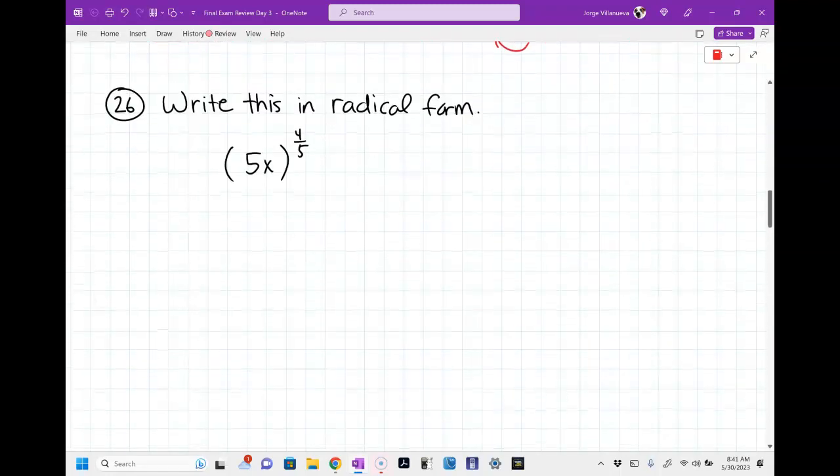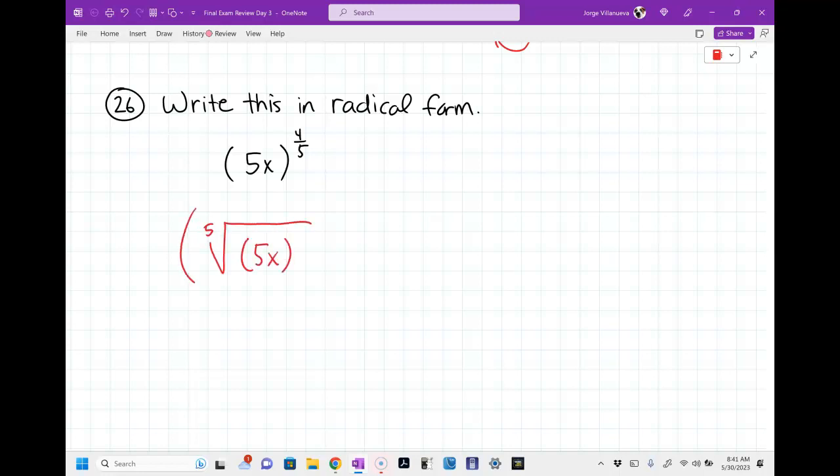So write this in radical form. So 5x to the 4/5. All they want is to rewrite it in radical form. We don't have to do anything special with it. Just rewrite it in radical form. So the 4/5 power, the 4 is the power, the 5 is the index. So this is going to be a fifth root of 5x to the 4th power. And that's it. That's all you got to do for that one. Just rewrite it.